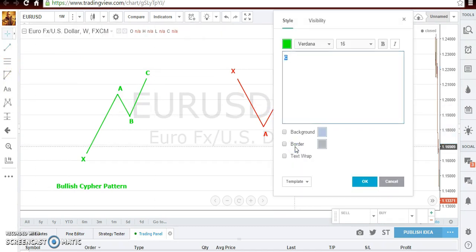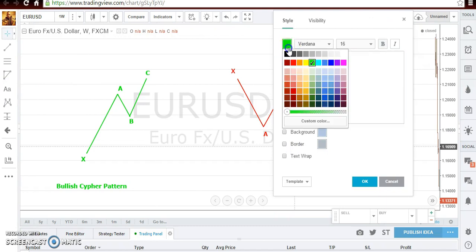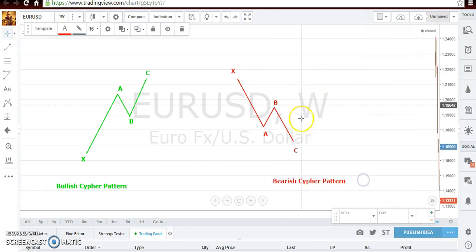B to C leg. Okay, now this is where it gets really interesting, because the rule for the B to C leg of a cipher pattern is that C must touch the 127 extension of the X to A leg.